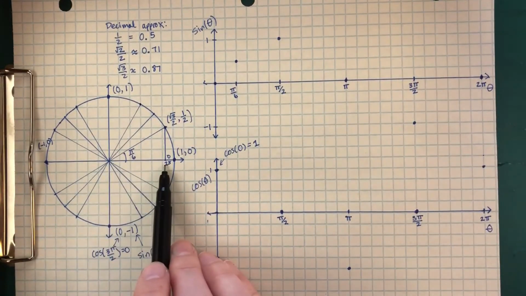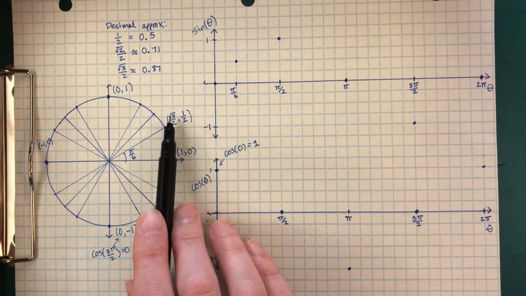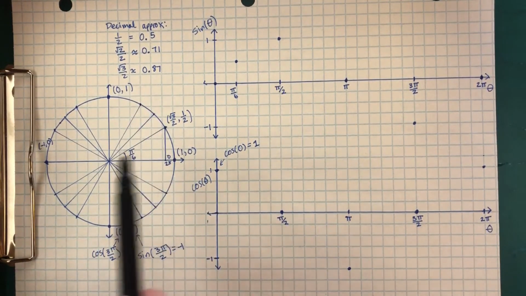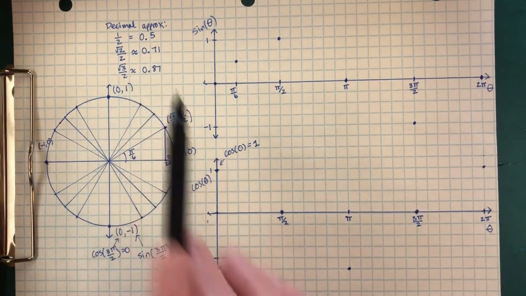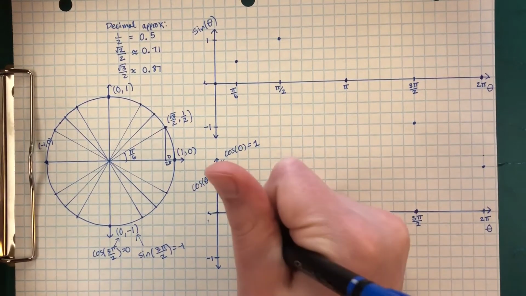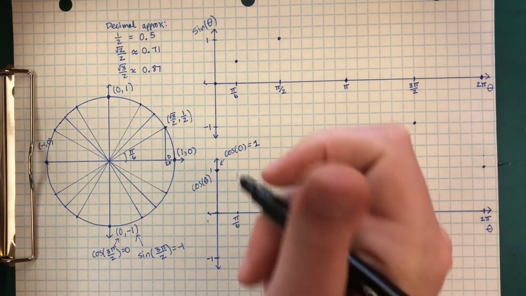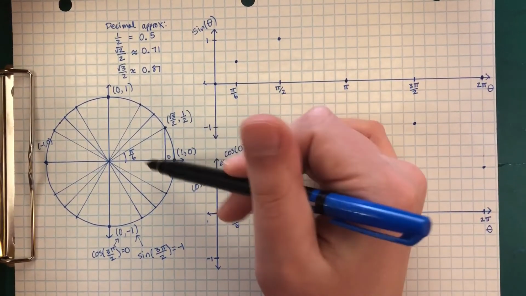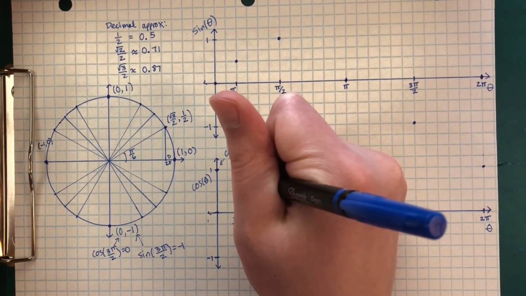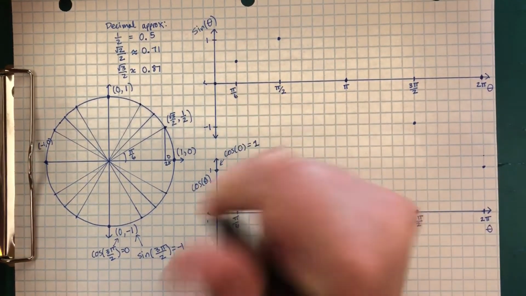The cosine of pi over 6 is the square root of 3 over 2, which comes out to be about 0.87. So again, 2 boxes in along this scale is pi over 6. And my cosine is 0.87, which is about halfway down this first box here, right there.